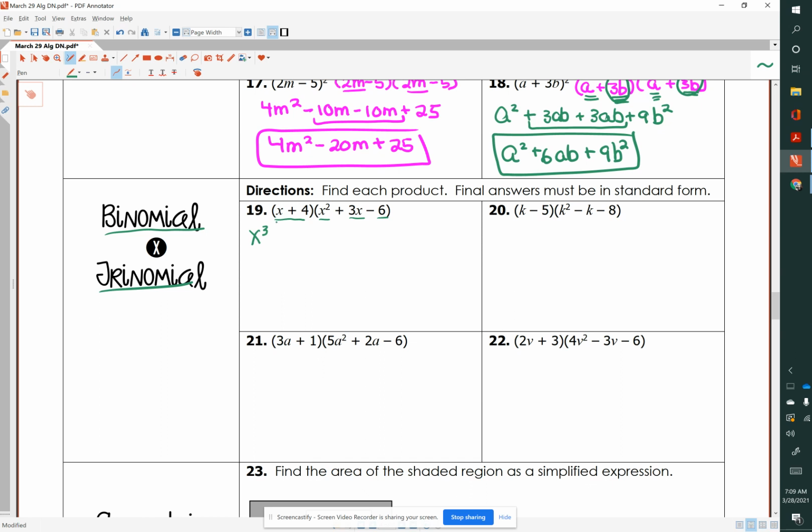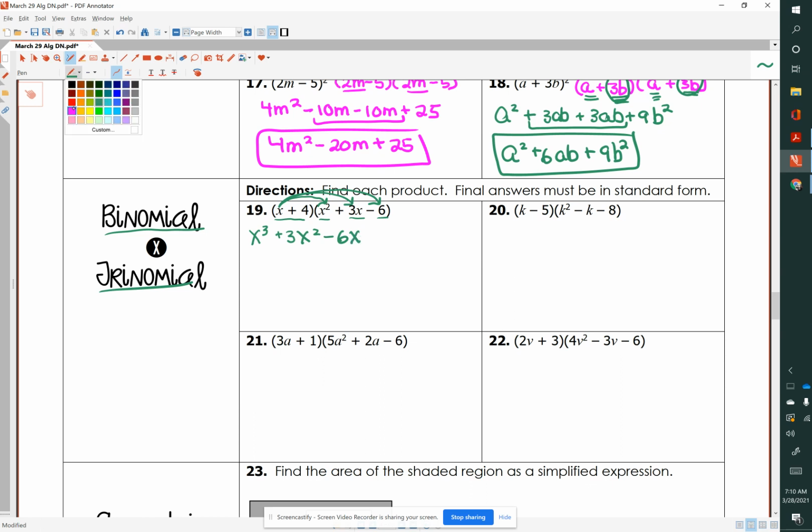I think I'm just going to go straight through all of the first terms of the binomial by all the terms in the trinomial, and then I'll do all the second terms in the first binomial by all the terms in the trinomial. So x times x squared is x to the third. x times 3x is 3x squared. They're both positive. And x times negative 6 will be negative 6x.